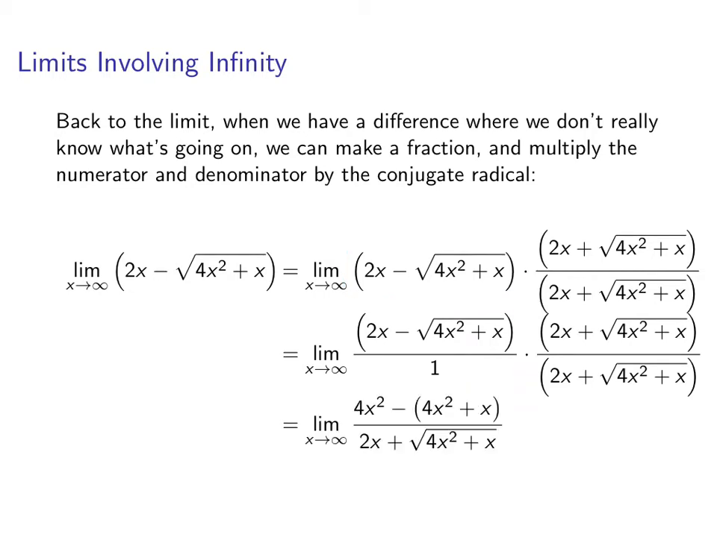Now if you multiply out the top, you're going to get 4x squared minus the quantity 4x squared plus x. This is just because we have a difference of squares. And so the top simplifies to negative x. And in the bottom we just have 2x plus the square root of 4x squared plus x.